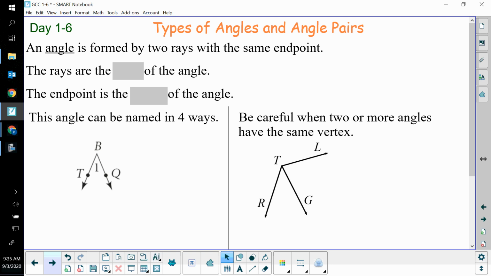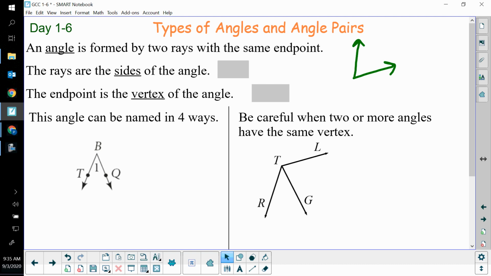All right, so today is going to be a bunch of definitions, and we'll do a little bit of practice towards the end. So we're starting on page 28. So if you could be on page 28 in your packets. So an angle is formed by 2 rays with the same endpoint. So something like there's a ray, so it forms an angle. So the rays are the sides of the angle. So you can fill that in the blank on your notes.